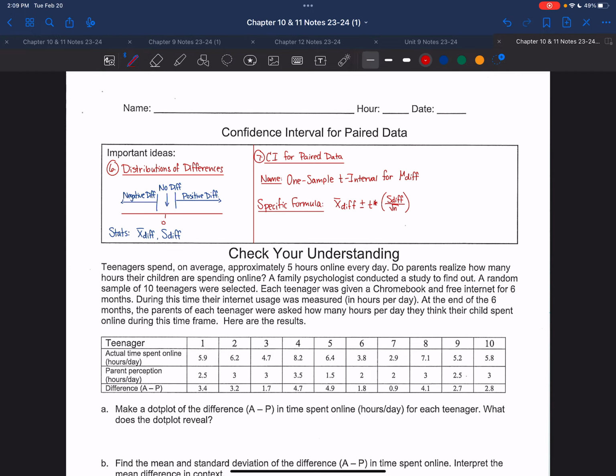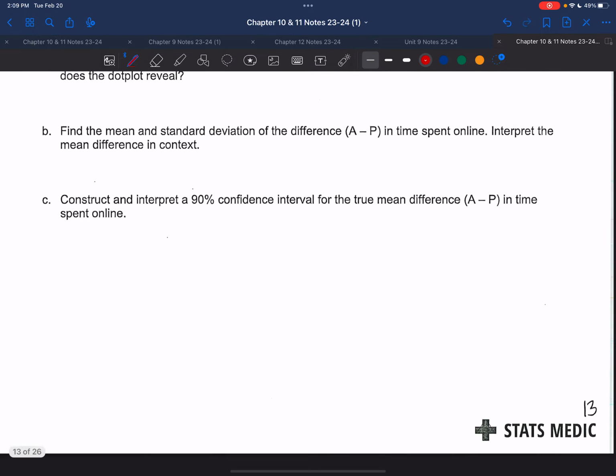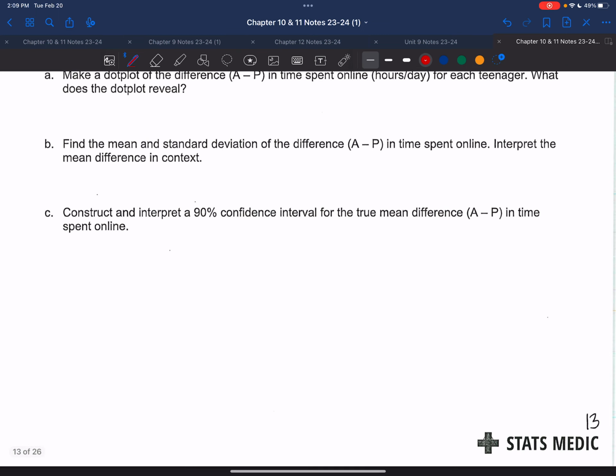All right, so I'm going to leave the check your understanding for you. Got the key on here if you need it. And then in the next video, we're going to be talking about chapter 11.